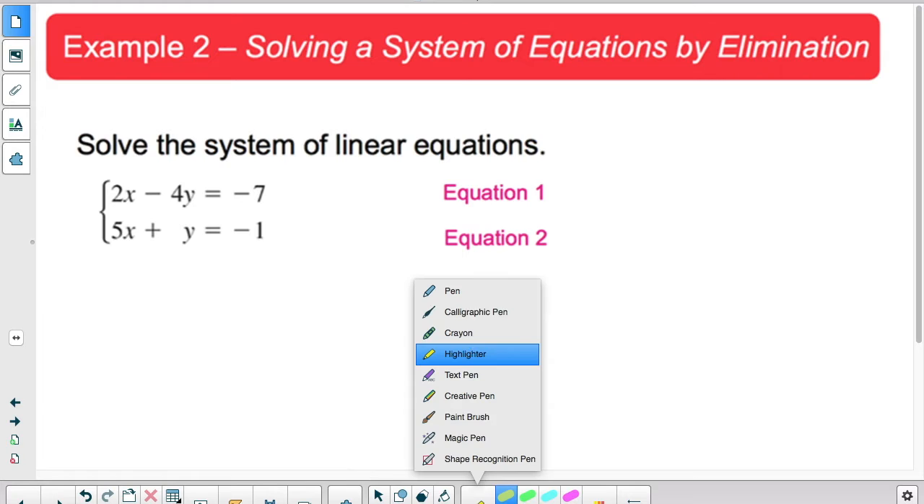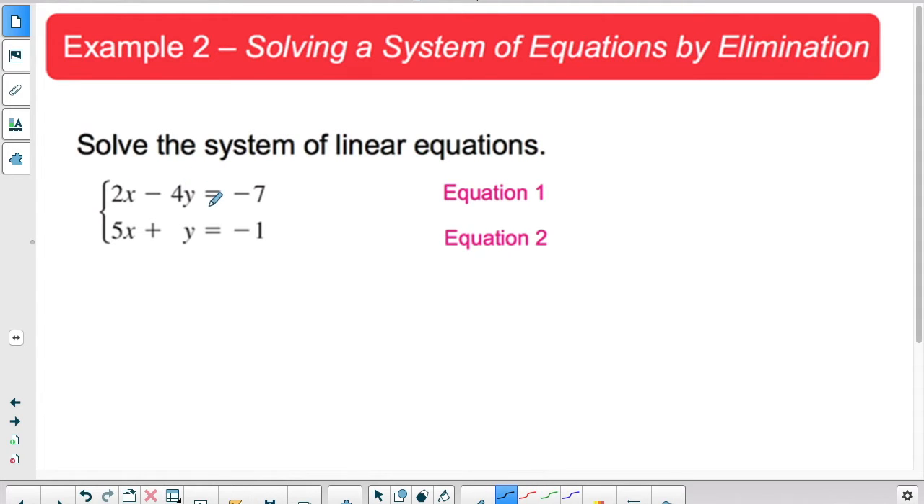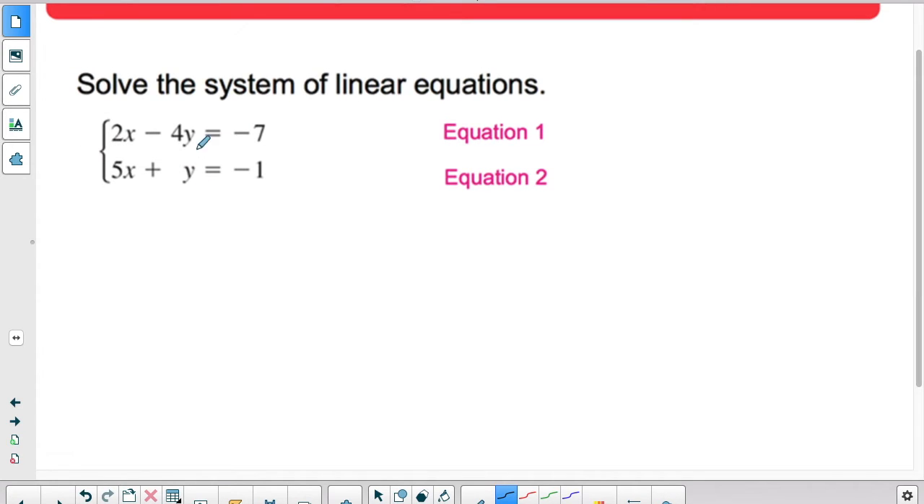So when we look at this here, really what we want is for one of the coefficients in front of the variables to be the same. It doesn't matter if we pick x or we pick y. We can pick either one. Looking at this here, it would be easier to solve this one for y, because I just need to multiply the bottom equation by 4. So that's what I'm going to do. I'm going to multiply this bottom equation by 4.